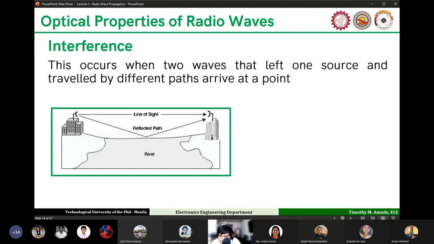Okay, strengthened. How about the others? What do you think will happen? Mapapalakas ba o mapapahina yung original signal mo kapag merong nag-reflect? Okay, may weakened. Okay, so last one. Tingnan natin kung ano ang majority na answer ng 3B. So tingin nyo, guys, what will happen? Okay, weakened. So we are tied, no? So what's the answer?